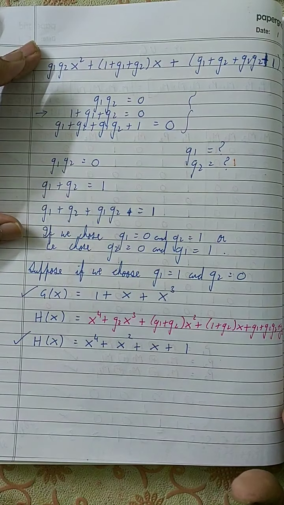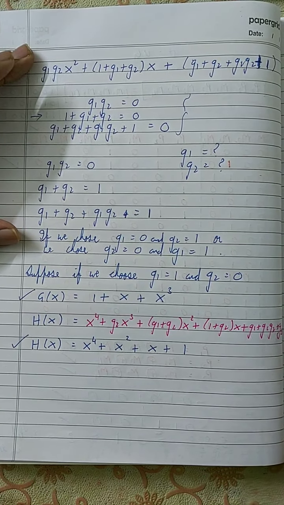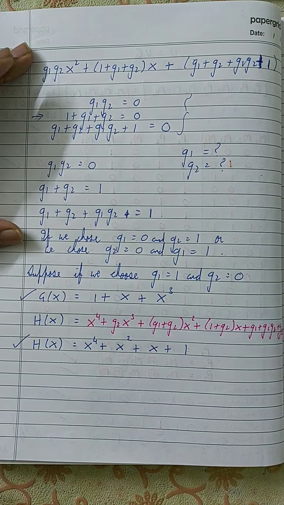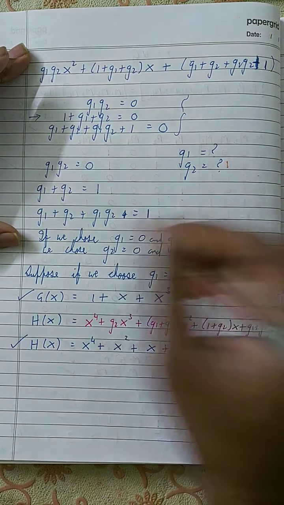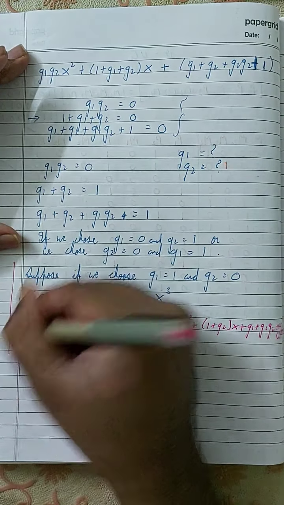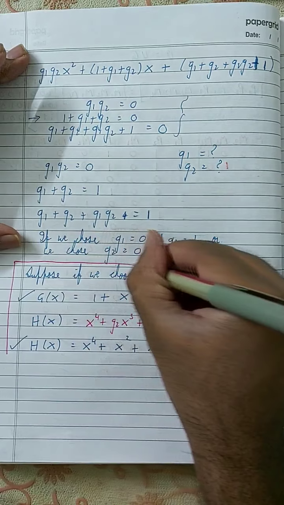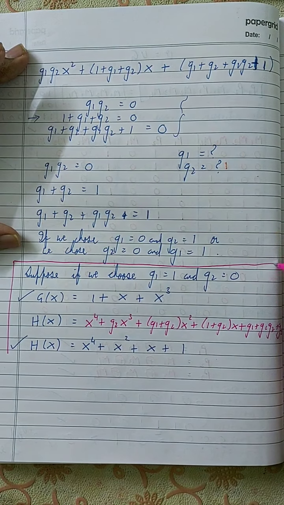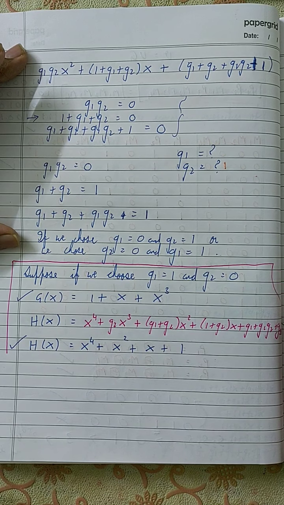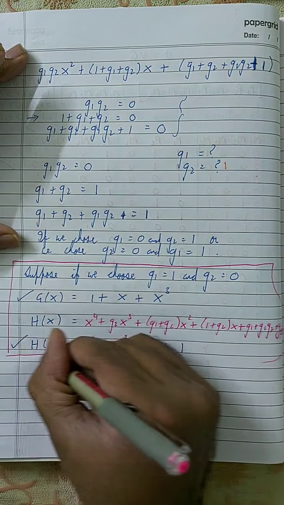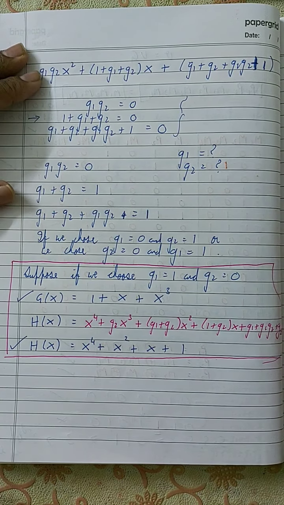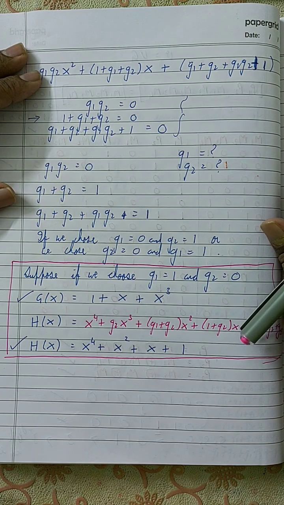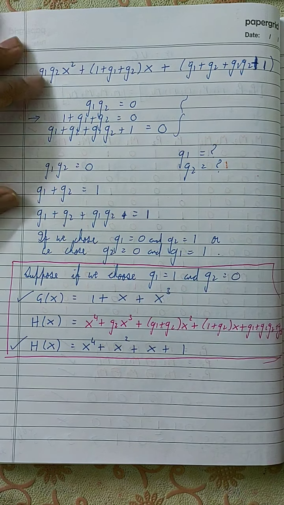Now if you want, I can show you what happens. You can do this by yourself. I want you all to do this by yourself. In the rest of my video, I am simply going to choose this condition, that is g1 is equal to 1 and g2 is equal to 0. There is no rule on how to choose the values of g1 and g2.